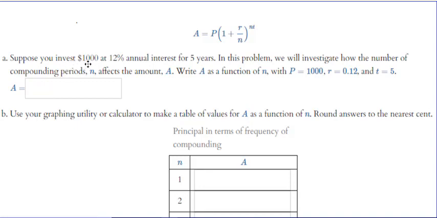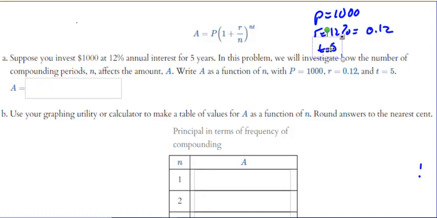So suppose you invest $1,000. Well, that's the P, at 12% interest. Okay, so the r is 12%, but ladies and gentlemen, that needs to be as a decimal, for 5 years. And t equals 5. Time is always in years, never in months, always in years.